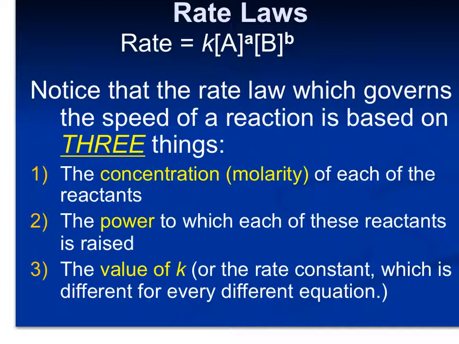So we've talked about rates of reaction before and factors that can affect them, but when we're specifically looking at a rate law, there are three things that can affect it. The concentration, also known as the molarity, of each of the reactants; the power to which these reactants are raised, and remember we're getting this power from the coefficients; and the value of k, or the rate constant, which is different for every chemical equation.